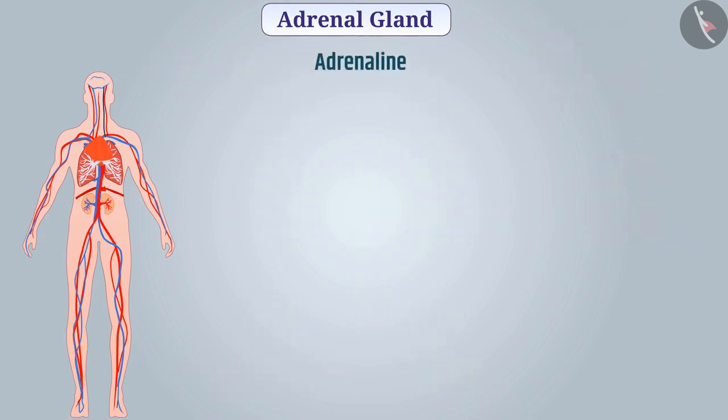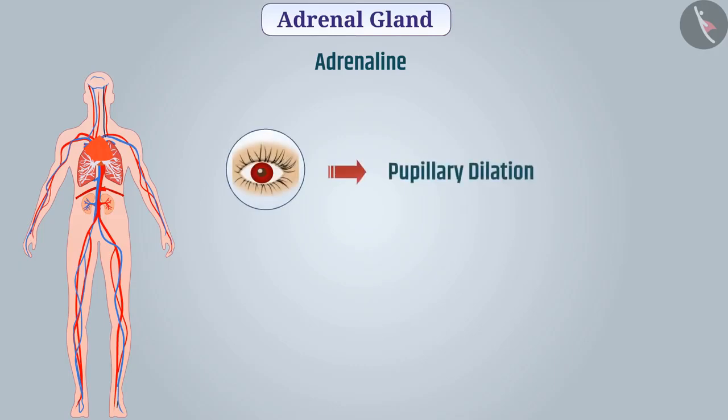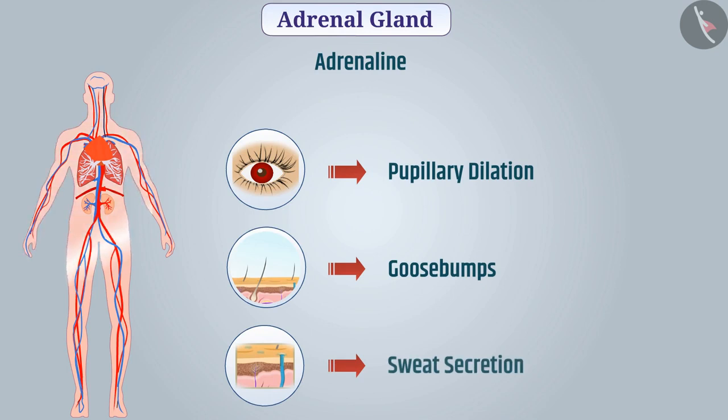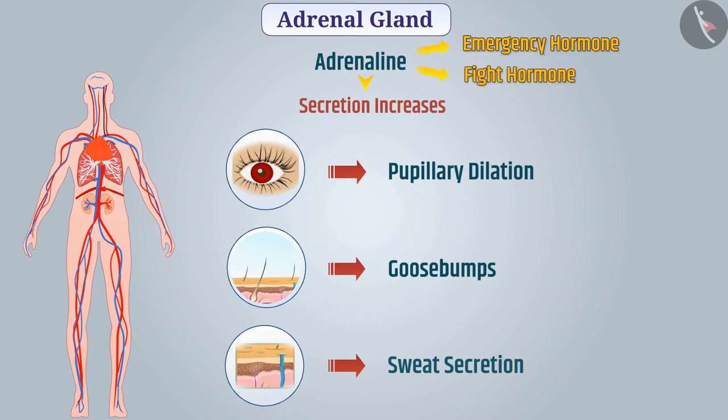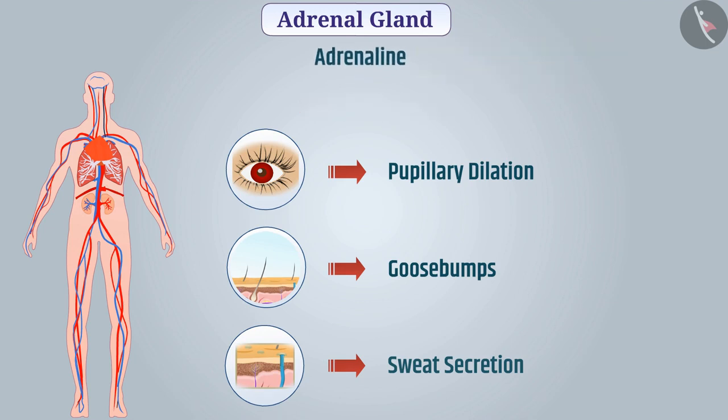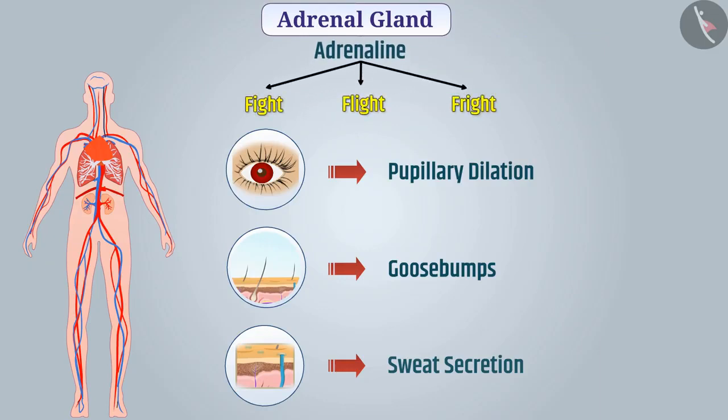Adrenaline also causes pupillary dilation, goosebumps, and sweat secretion. All these responses together help the body to deal with an emergency. In an emergency, the secretion of adrenaline increases, so it is called the emergency hormone or the fight hormone. So, adrenaline is called the fight, flight, or fright hormone.